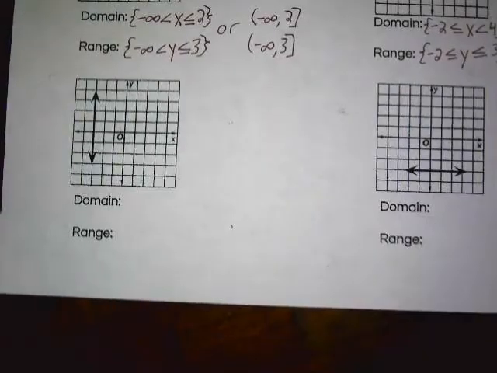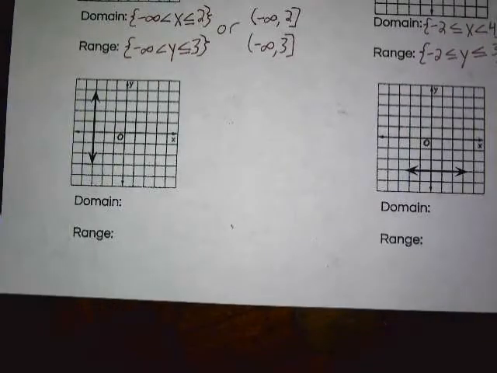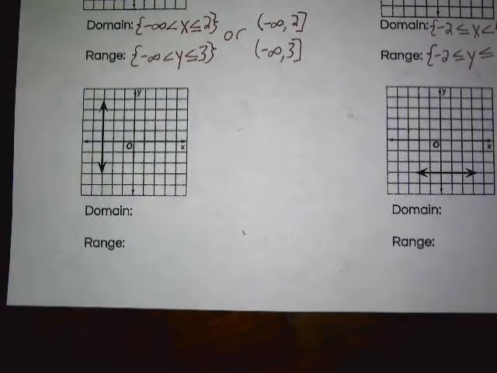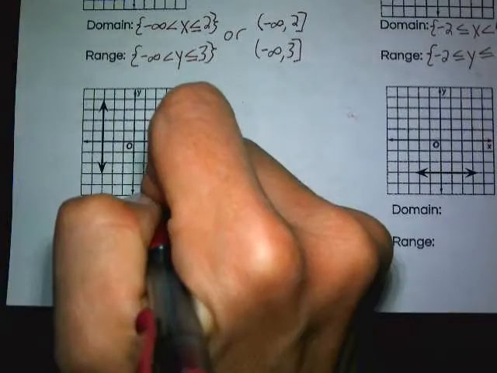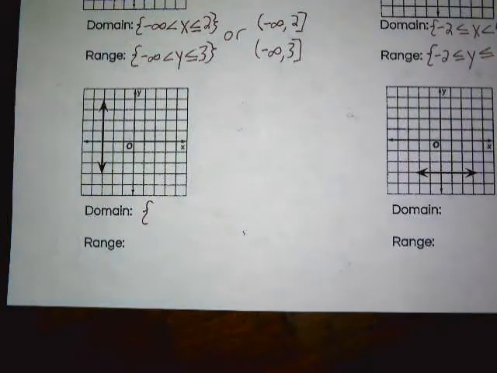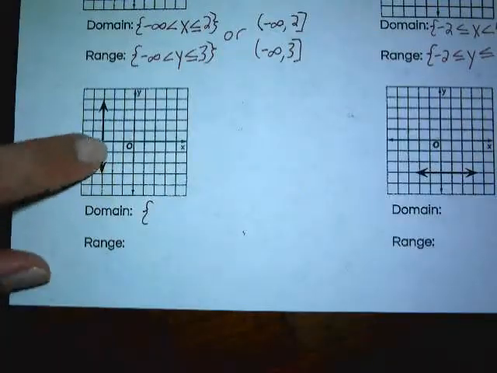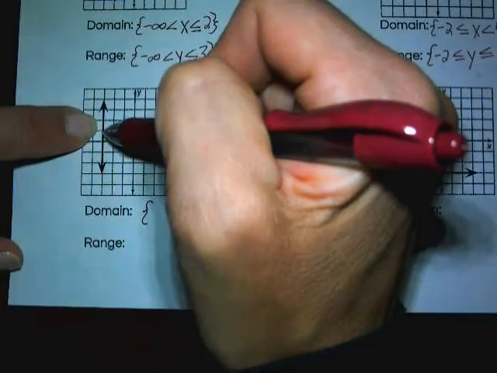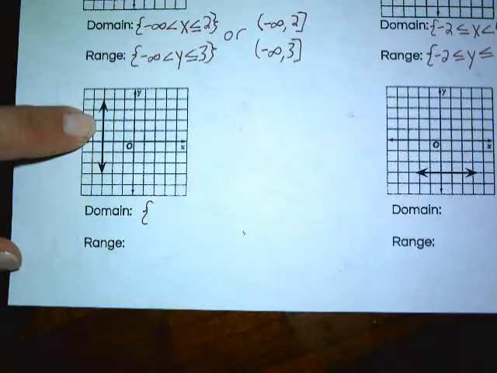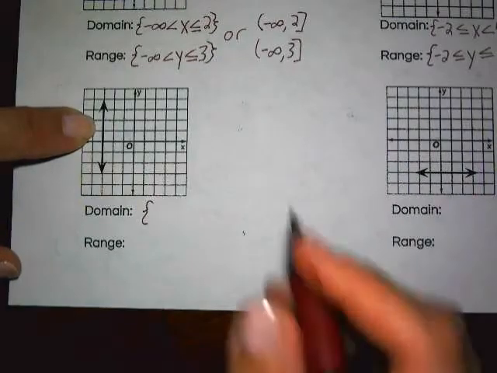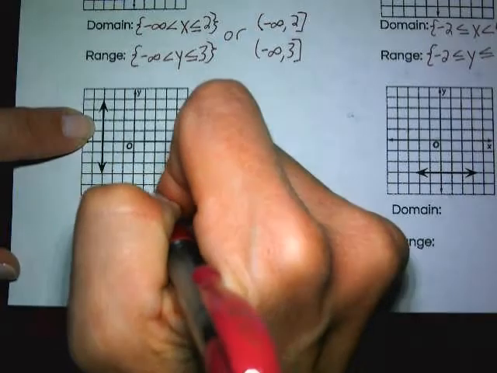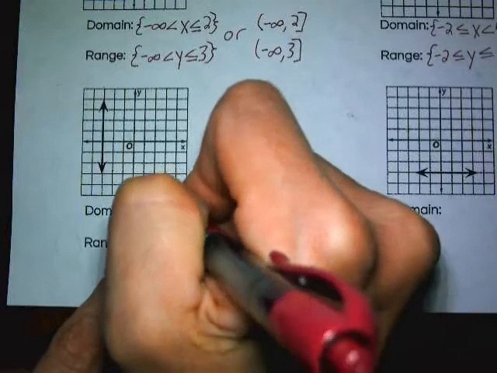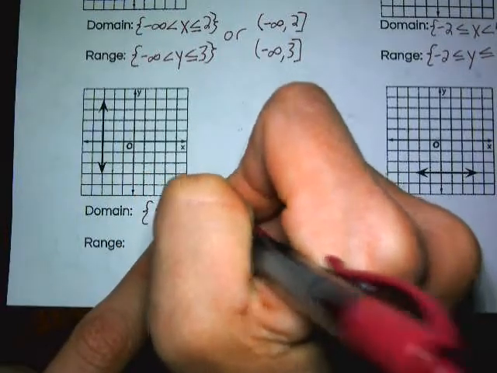Here we've got a vertical line, infinity in both directions. Domain. Well, this is 1, 2, 3. x is equal to negative 3. Well, what is this point? x is equal to negative 3. The only value of x is negative 3. So you could write that like we did on the front. x such that x is equal to negative 3.